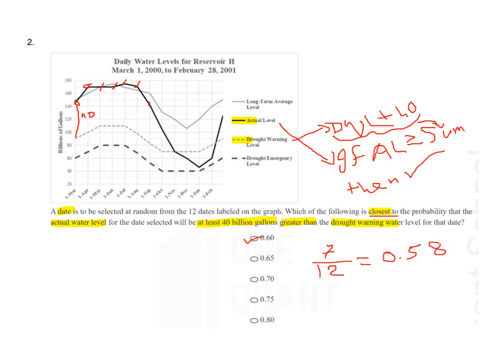If the actual water level is greater than that summation, you can say that those points will be selected for the result. So we have got that 7 points are greater than the summation, and overall there are 12 months. So 7 by 12 is equal to 0.58. So the approximate result will be 0.60.